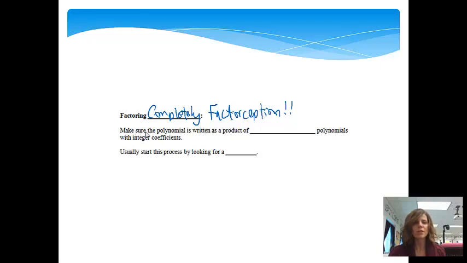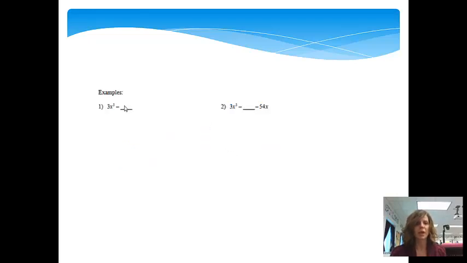What we're going to be doing is making sure the polynomial is written as a product of linear polynomials, so degree 1, with integer coefficients. And usually, actually I'm going to put always, start this process by looking for a GCF. So we will always do the GCF first, and then what that should do is open up a new factoring problem for us to do. So factoring within factoring. Right, as an example, let's say I have 3x cubed minus 75x.